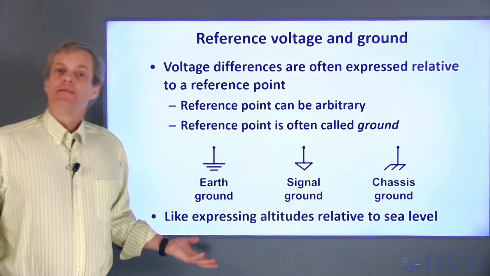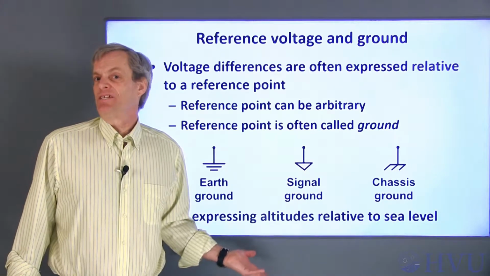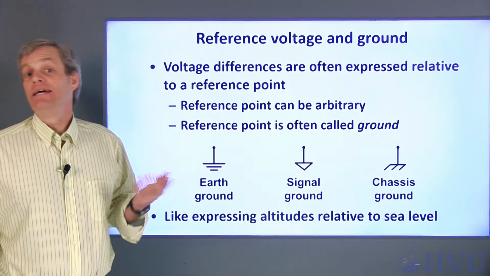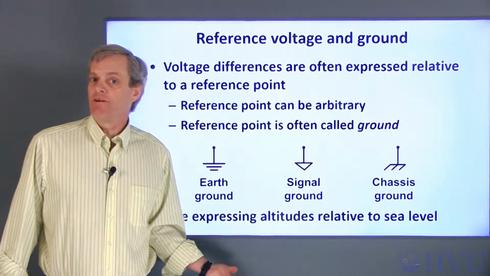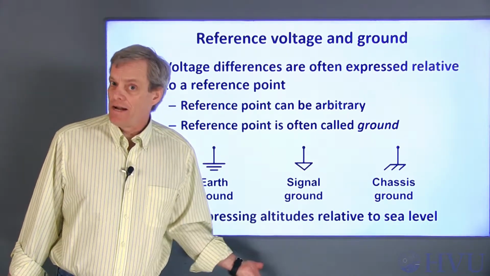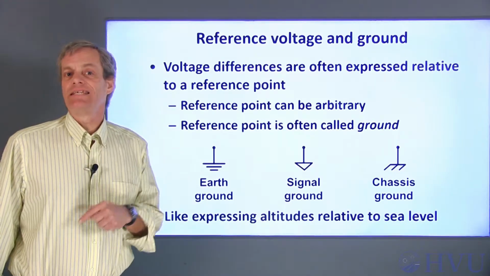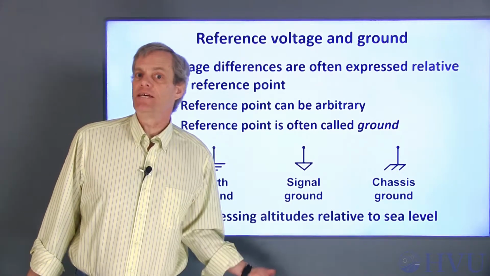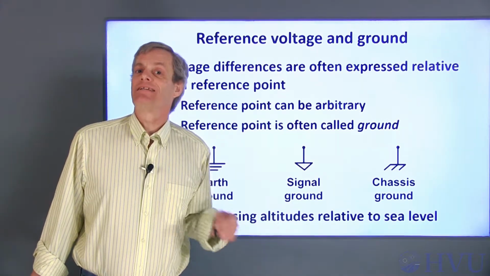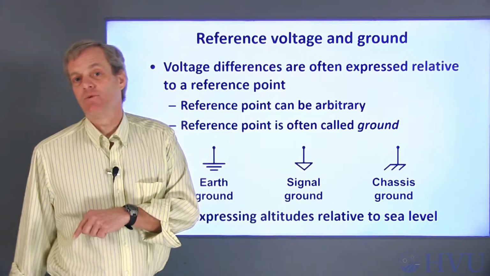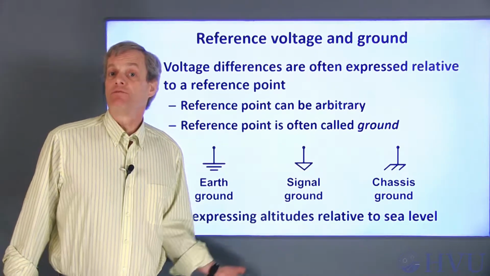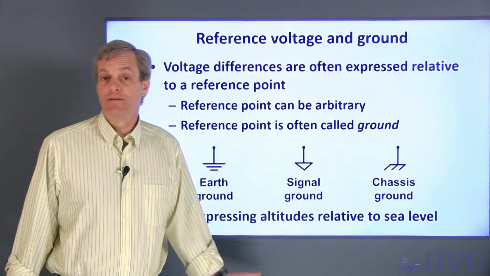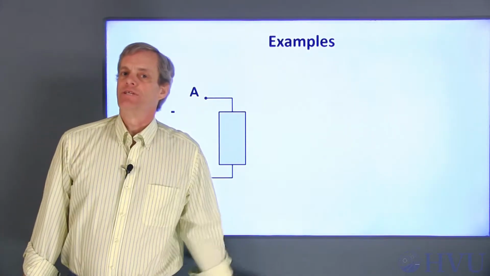The concept of a reference voltage or ground is similar to measurement of altitudes relative to sea level. The elevation of Mount Everest is usually listed as about 29,000 feet. What this is really saying is that the difference in height between the peak of Everest and sea level is 29,000 feet. Using sea level as a reference is arbitrary. If we wanted, we could use the peak of Everest as our reference and say that the elevation of sea level is negative 29,000 feet. As long as everyone understands what we're using as our reference, we can use anything we want. Now let's look at a few examples.